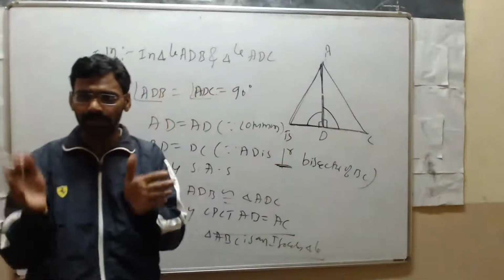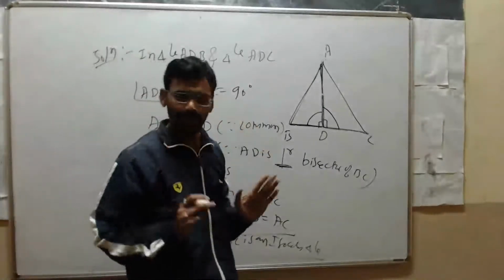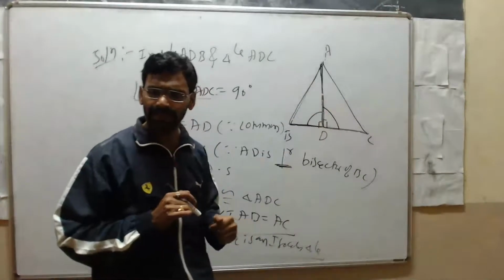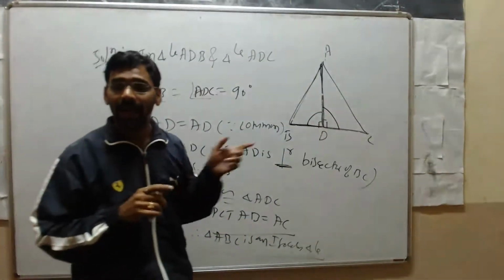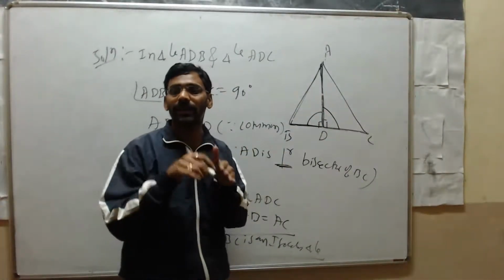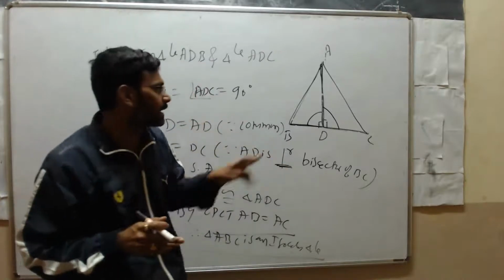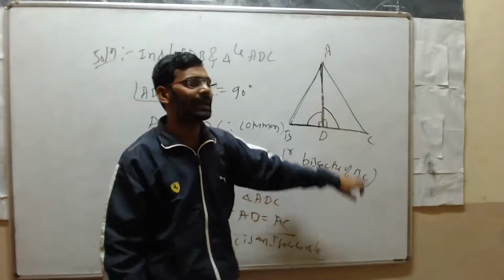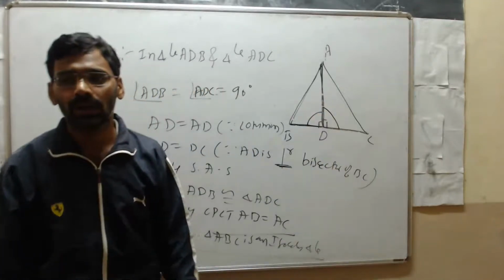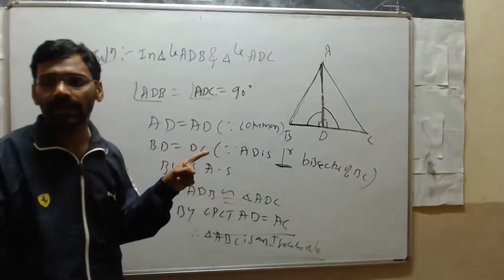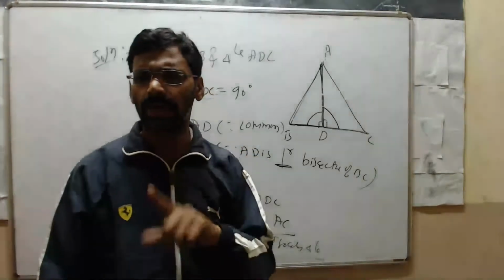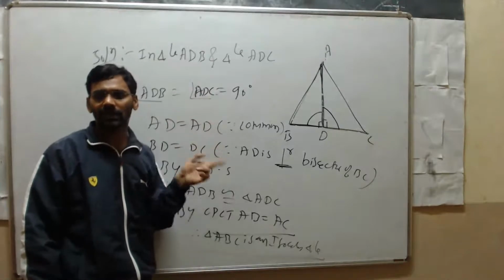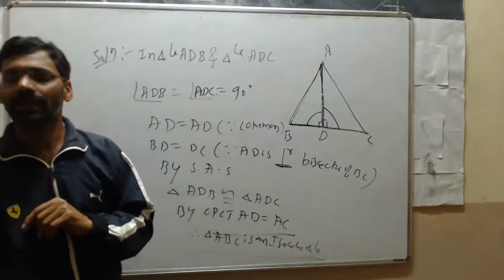Our intention is to prove AB equal to AC. First, angle D equal to angle E, both are 90 degrees. AD equal to AD is the common side. AD is perpendicular on BC, so it divides BC into equal parts: the length of BD equal to the length of DC. Then by SAS congruence rule, triangle ABD is congruent with triangle ADC. By CPCT, AB equal to AC. If AB equal to AC, automatically triangle ABC is an isosceles triangle.